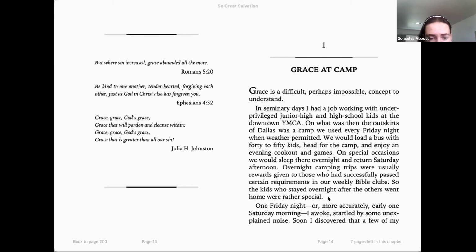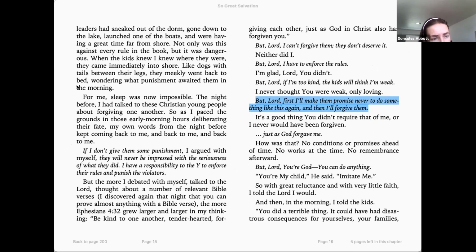One Friday night, or more accurately, early one Saturday morning, I woke startled by some unexplained noise. Soon I discovered that a few of my leaders had sneaked out of the dorm, gone down to the lake, launched one of the boats, and were having a great time far from shore. Not only was this against every rule in the book, but it was dangerous. When the kids knew I knew where they were, they came immediately into shore. Like dogs with tails between their legs, they meekly went back to bed, wondering what punishment awaited them in the morning.